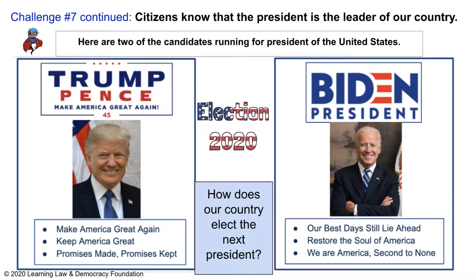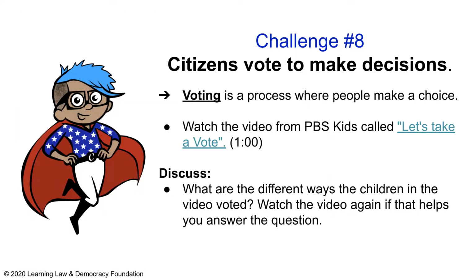How does our country elect the next president? Challenge number 8. Citizens vote to make decisions. Voting is a process where people make a choice. Watch the video from PBS Kids called Let's Take a Vote. Discuss. What are the different ways the children in the video voted? Watch the video again if that helps you answer the question.